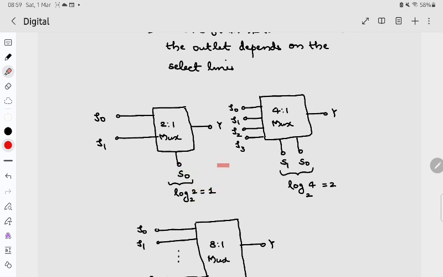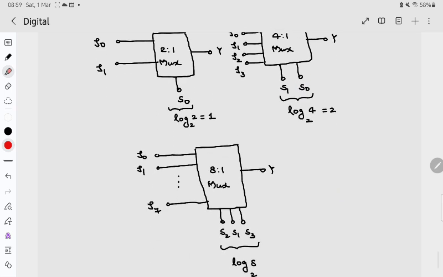That is S0. Now a 4 is to 1 mux will have 4 inputs, I0 to I3, and 1 output. The number of select lines equals log 4 to the base 2, equals 2, denoted by S1 and S0. What are the different permutations S1 S0 can take? 0 0, 0 1, 1 0 and 1 1. Now for an 8 is to 1 mux, the inputs are I0 to I7 and only one output. Log 8 to the base 2 equals 3, so 3 select lines are there.